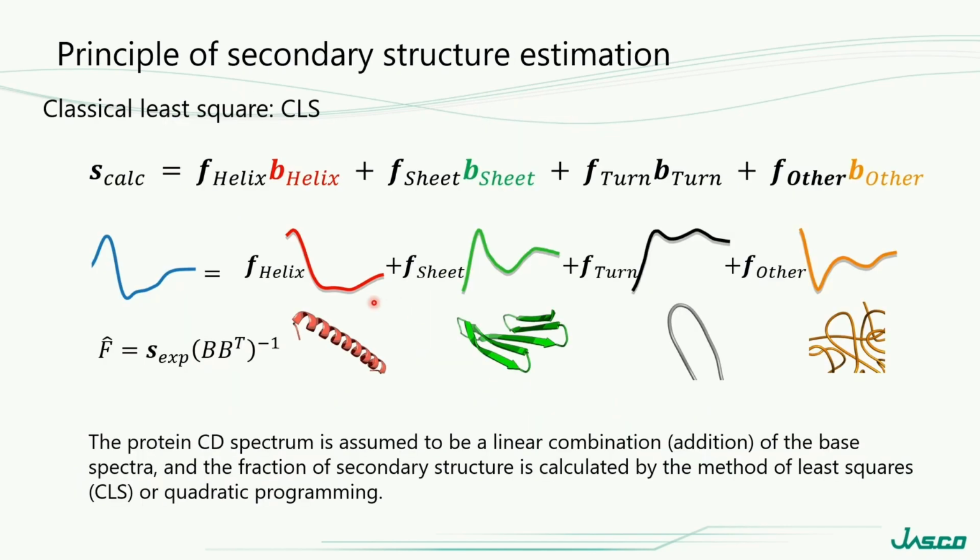The principle of conventional SSE is simple. The protein CD spectrum is assumed to be a linear combination of these base spectra: helix, sheet, turn, others. And the fractions F are calculated so that the sum of these base spectra most closely matches the measured spectrum. This method is called CLS, and we at JASCO provide it as JWSSE.